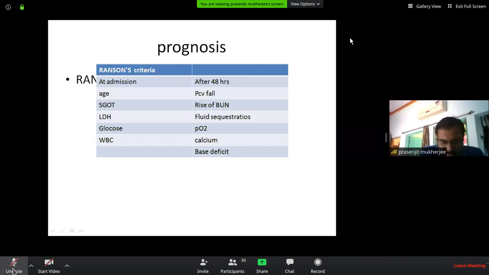GLAWS. Age more than 55 for gallstone pancreatitis, and more than 60 for alcoholic pancreatitis. SGOT more than 250. Glucose more than 200. And WBC count more than 15,000 in case of gallstone pancreatitis, and more than 6,000 in case of alcoholic.